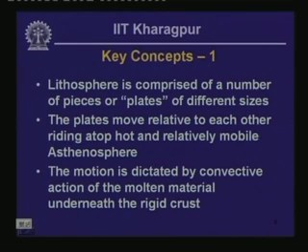That is the key ingredient of this particular theory. Then the theory suggests that the plates are in relative motion with respect to each other, and they ride on top of the hot and relatively mobile asthenosphere, and this relative motion of these plates is dictated by convective action of the molten material that is underneath the rigid crust.